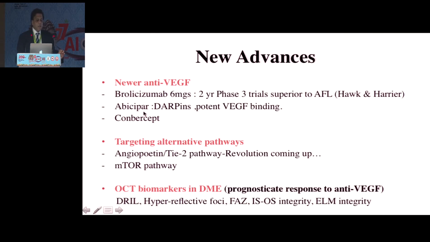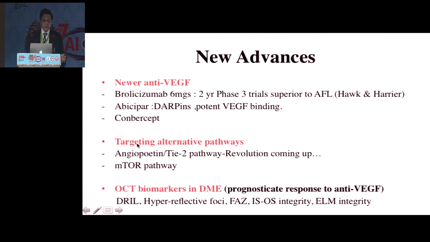And the ABC power is a DARPin, like an antibody protein, and this binds very potently to VEGF. So ABC power is also going to come. This is Allergan, and this is Novartis, the same people who got the ranibizumab.